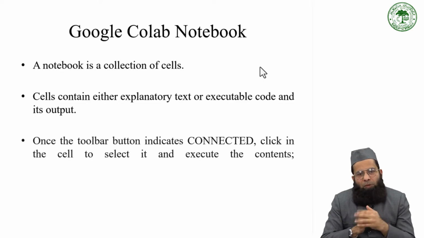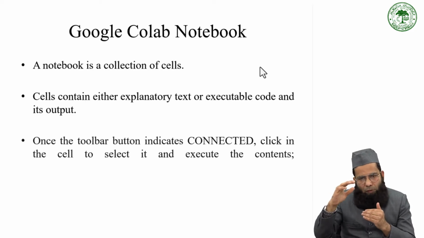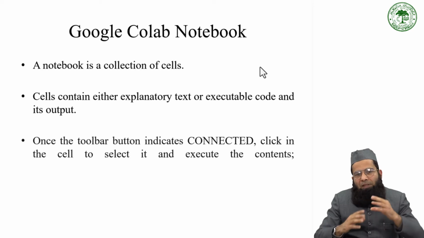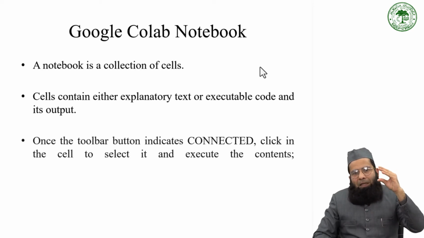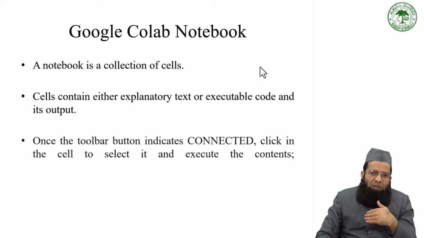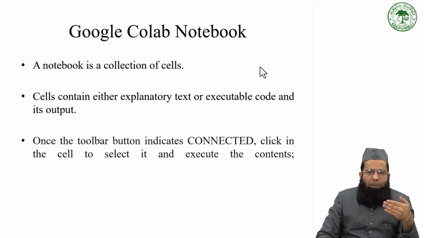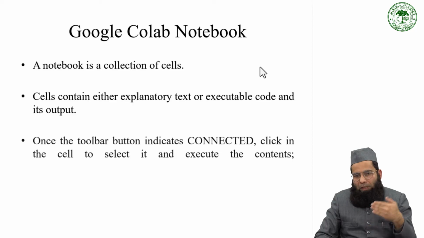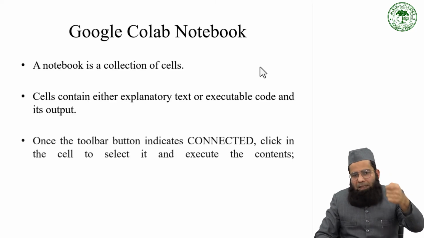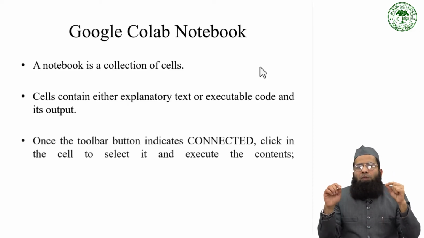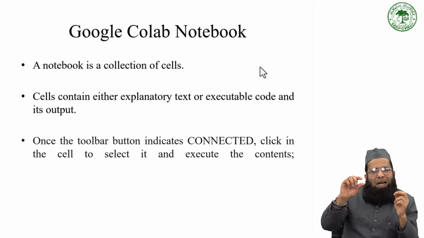A Google Colab Notebook is a collection of cells. We'll see once you open a Google Colab Notebook that you will see different cells, and you can add several cells in a single notebook. The beauty of the cells is that they can be executed one by one, or as a whole they can be executed at once. There are certain options. You can even bypass a single cell. A single cell is where you write certain code and you want to execute that portion of code only.